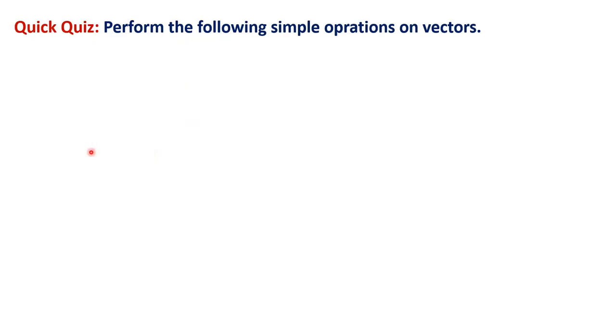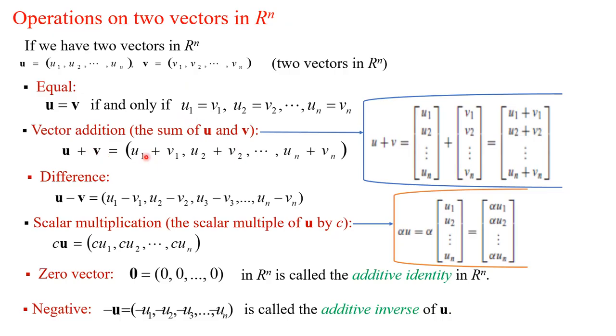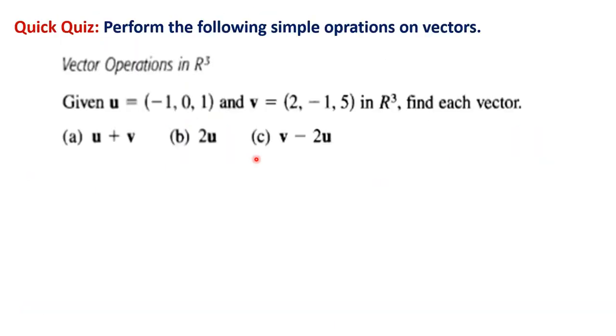Now, u plus v is very simple. Just add the corresponding components of different vectors. u1 plus v1, u2 plus v2, u3 plus v3, and so on. So this is a three-dimensional vector. This is also a three-dimensional vector. So add them component by component. So minus 1 will be added with 2, 0 will be added with minus 1, and 1 will be added with 5. So you will get this u plus v vector.